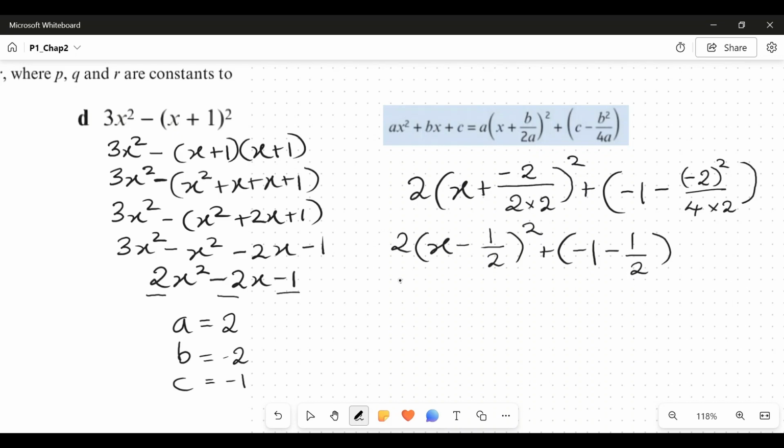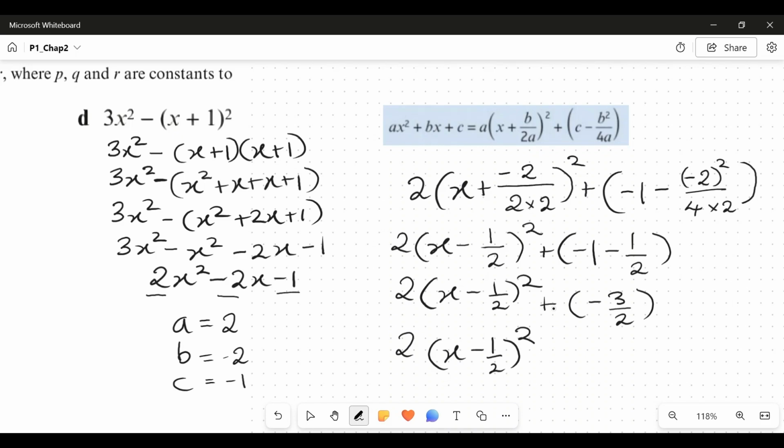And we can simplify a bit more. So that's 2 x minus 1 over 2 whole square plus minus 1 minus 1 over 2, which is minus 3 over 2. And then we can write this as 2x minus 1 over 2 whole square. There's a plus and a minus, so we can just write it as minus 3 over 2. And that's it. We do not have to expand any brackets or anything more. That's the answer for this question.